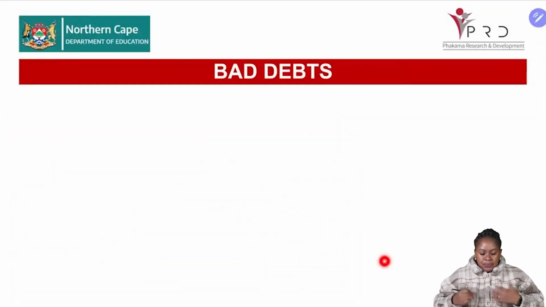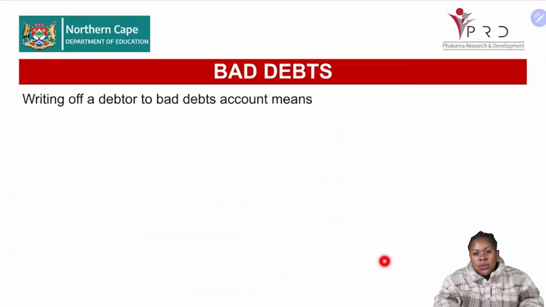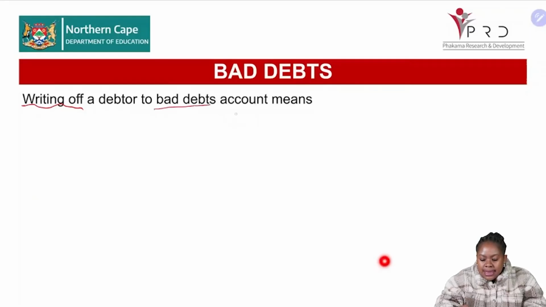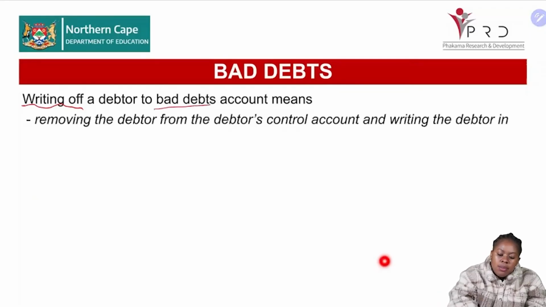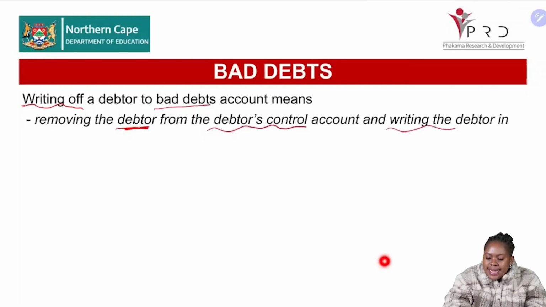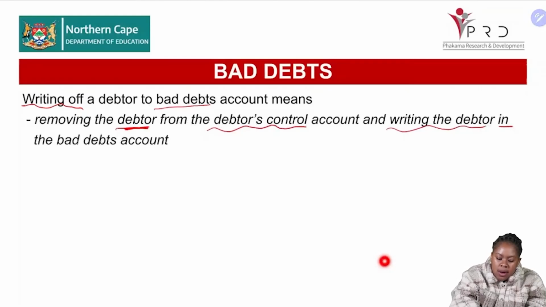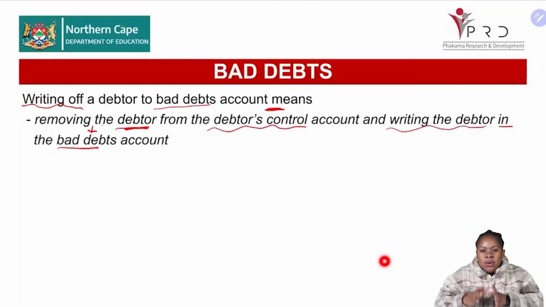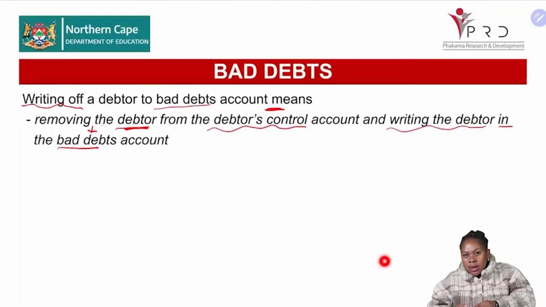Okay, then let us quickly talk about bad debts. We've already covered bad debts generally. We said that we're writing off a debtor to bad debts. And that means that we need to account for this. We are removing the debtor from the debtors control account and writing the debtor in our bad debts account. So we are taking them out of here, which will obviously be a negative, and then we are going to add them to our bad debts. Or sometimes they might have made an error, then you will do the reverse. So you must be ready to work accordingly, to write them off.